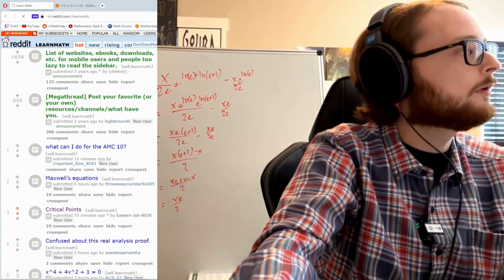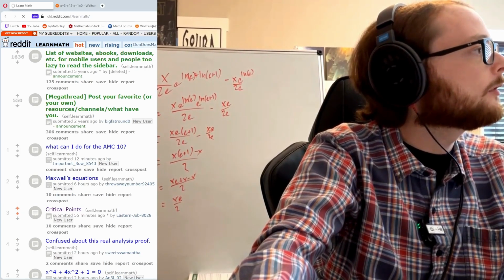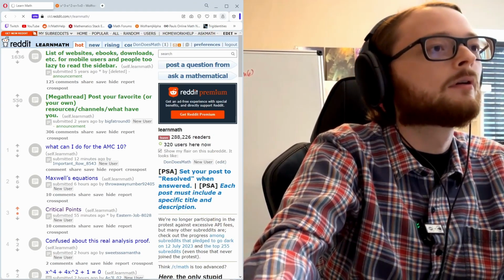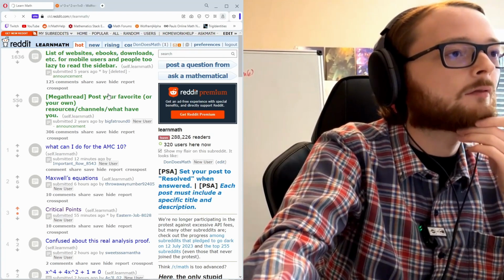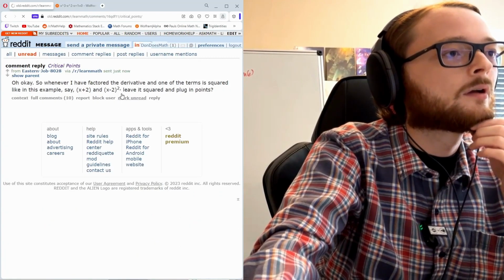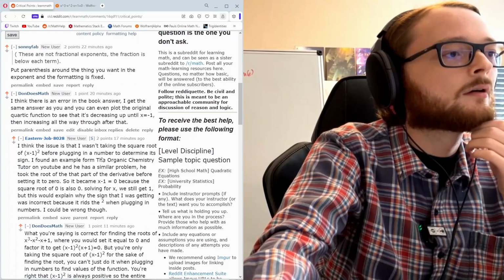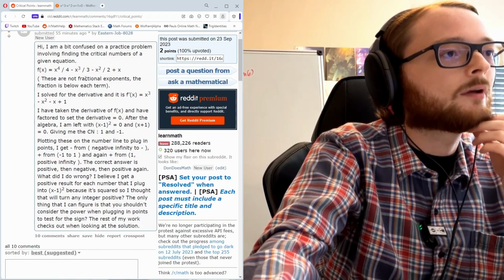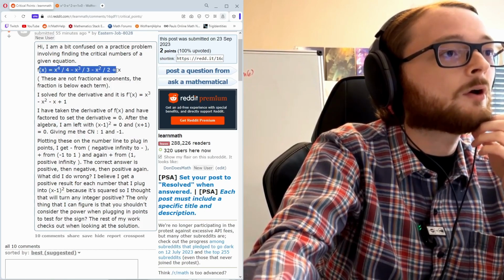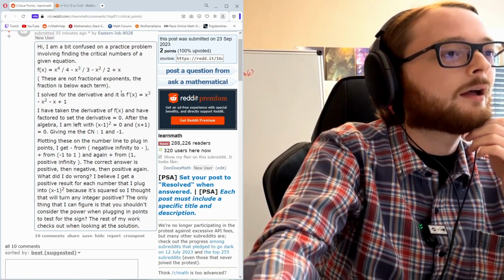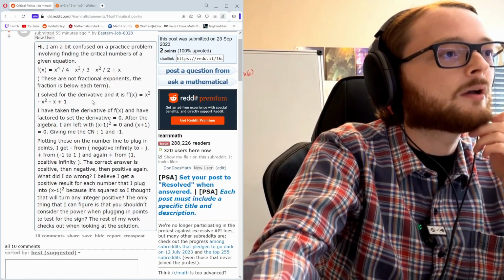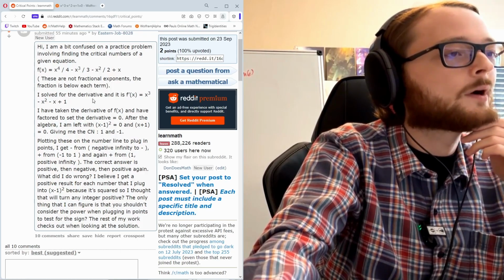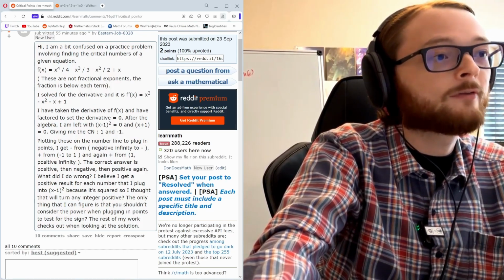Let's look for a new one. Let me expand out my browser. Oh, this person is being active and getting back to me. So they had, basically this one, they're given this quartic function. Oh, they fixed the formatting. They derived it and got this cubic, and they had to get where the original function is increasing and decreasing.